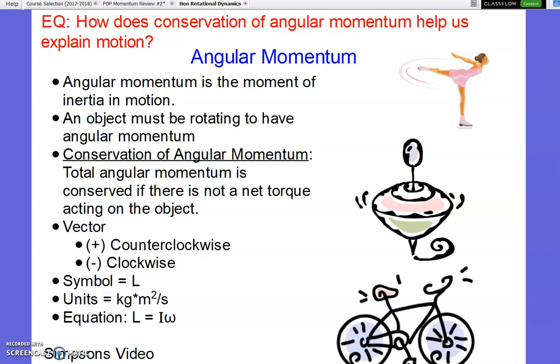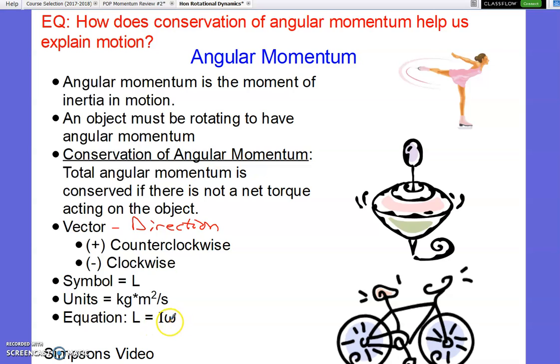Angular momentum is a vector, and a vector, therefore, has a direction. As we've done in the past, we say that the positive direction is counterclockwise, and the negative direction is clockwise. The symbol for angular momentum is the letter L. And the equation is that the angular momentum is the moment of inertia times the angular velocity.